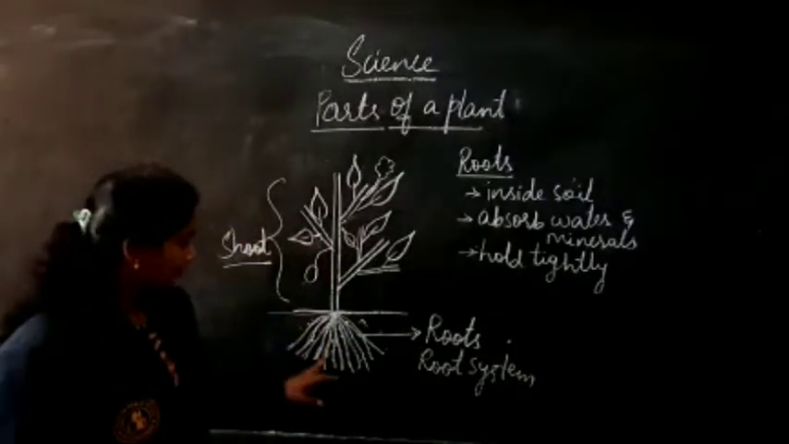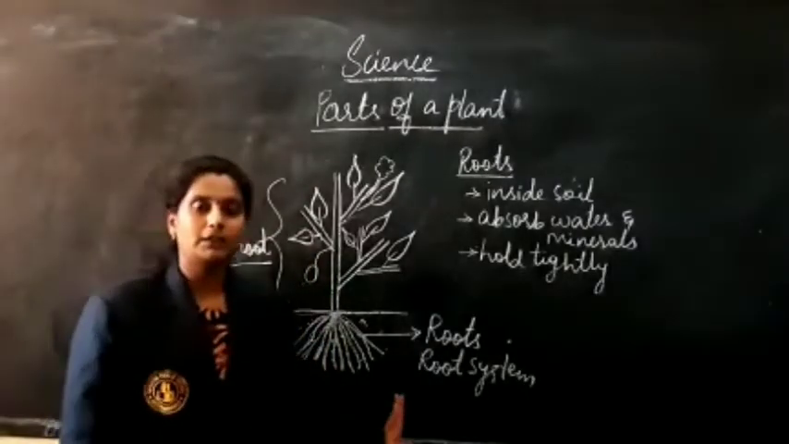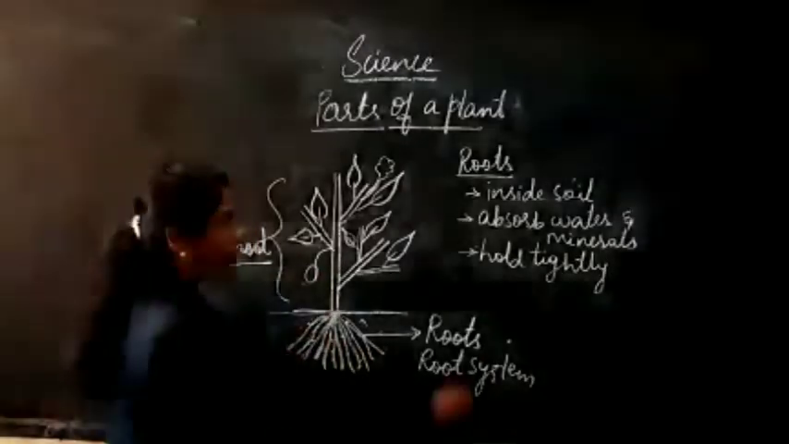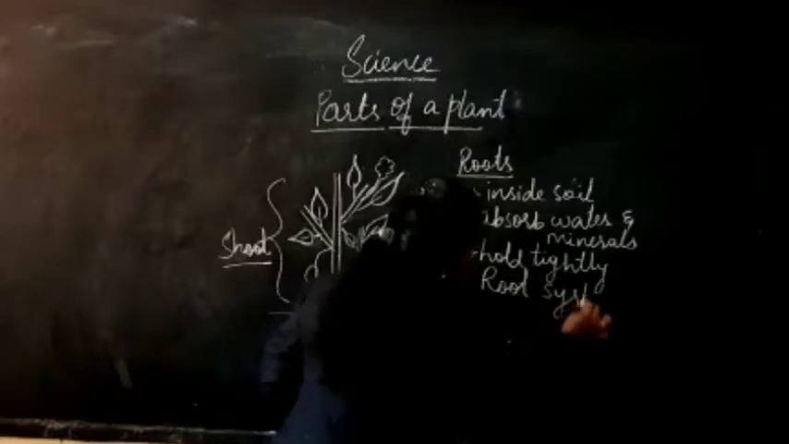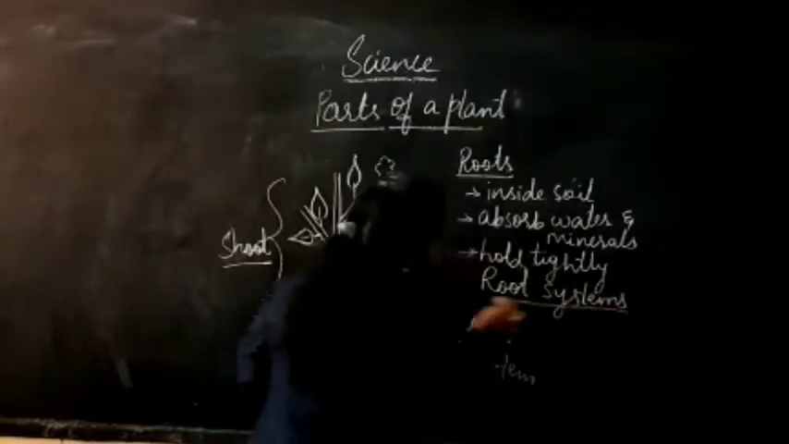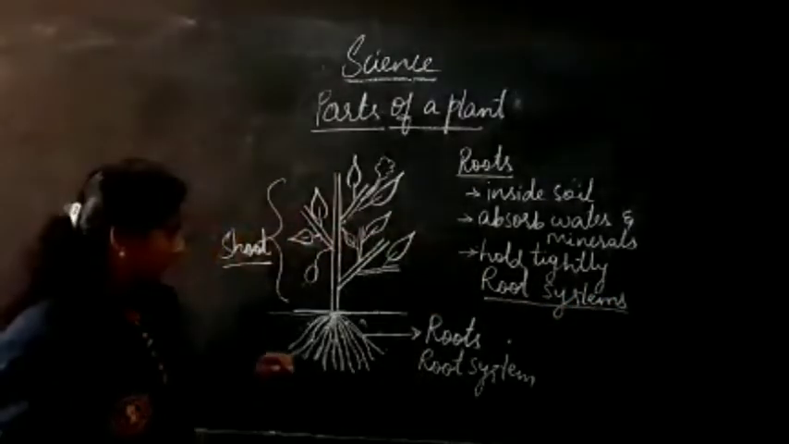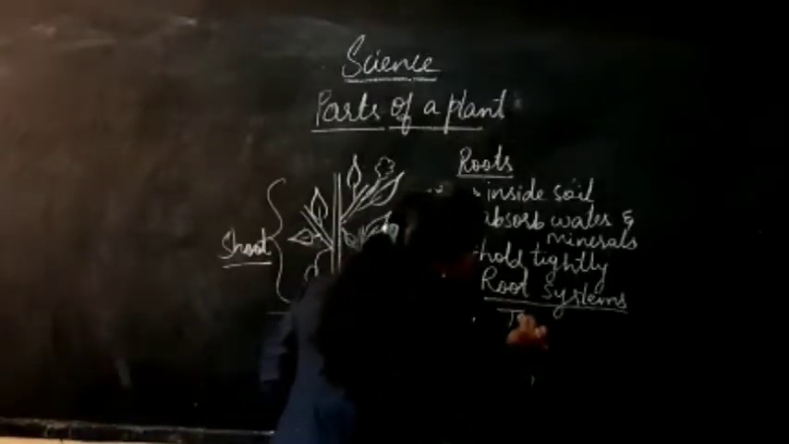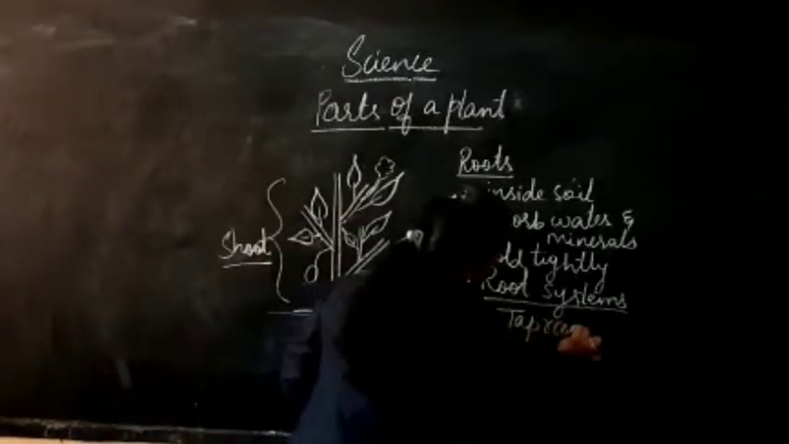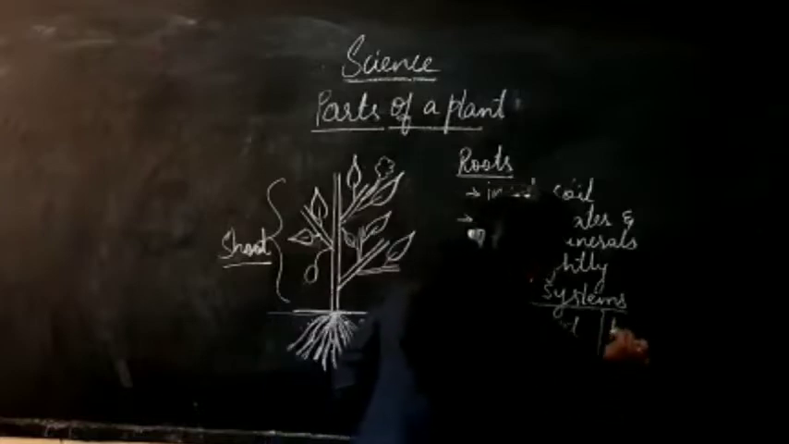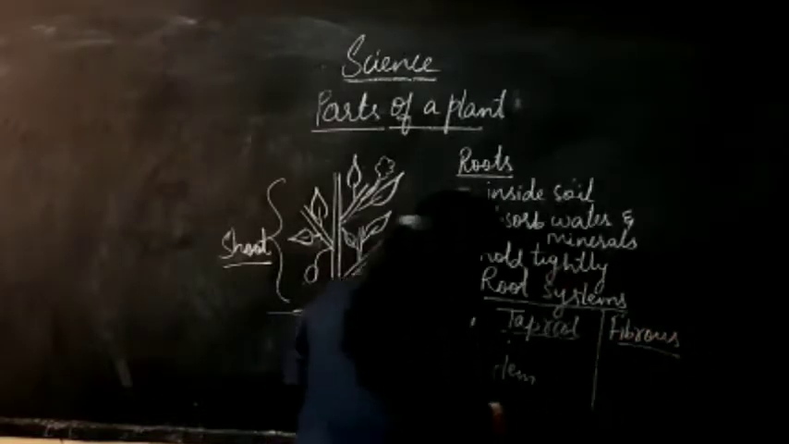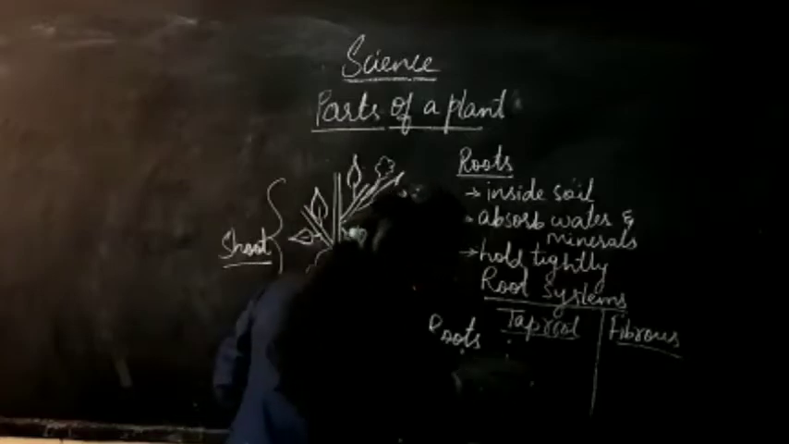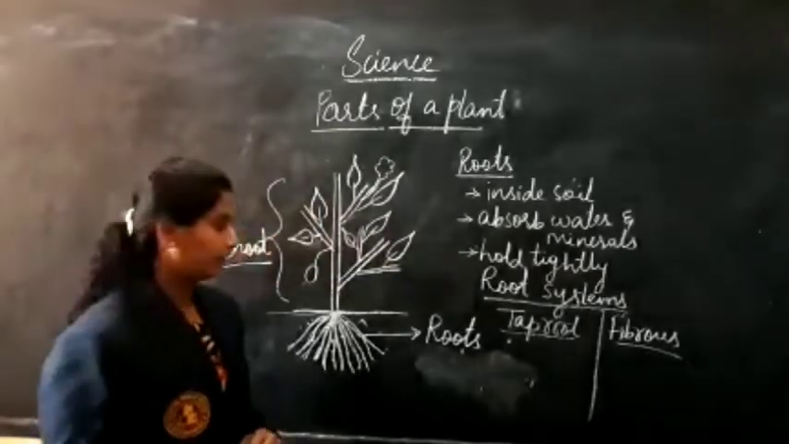And coming to the roots. So, in general, plants are having two types of root systems. So, one is the taproot, other is the fibrous root. One is the taproot and other is the fibrous root.